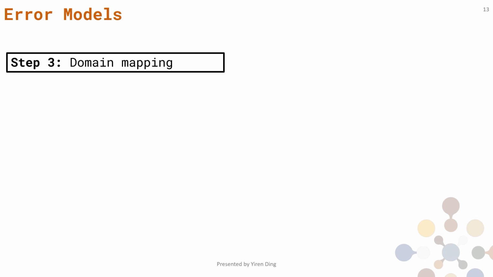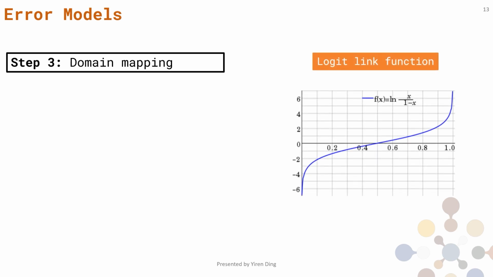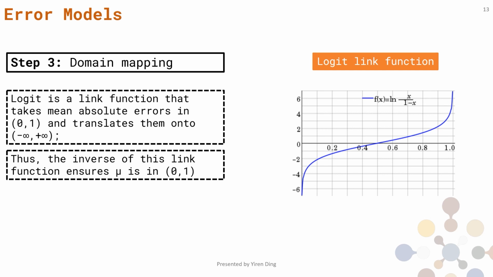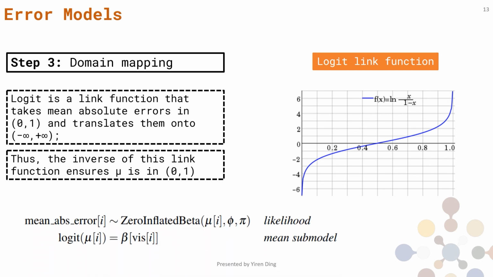Now, the likelihood is the proper one to fit our response data. To use a zero inflated beta distribution, we must ensure the mean is within the range 0 to 1. At this step, we use the logit link function to map the domain of the mean. The logit is a commonly used link function. It can be used to transform data from the domain 0 to 1 to infinity, or vice versa. This is how the model looks after applying the link function and the zero inflated beta distribution.